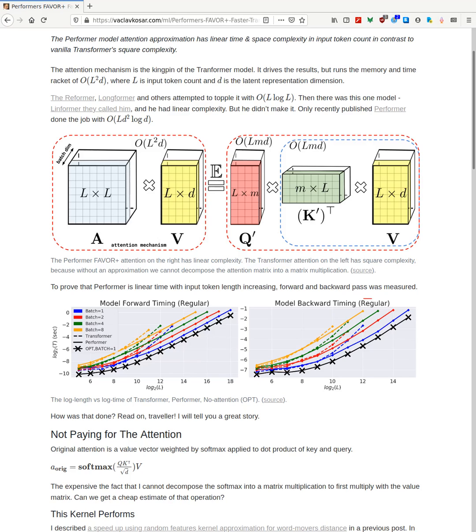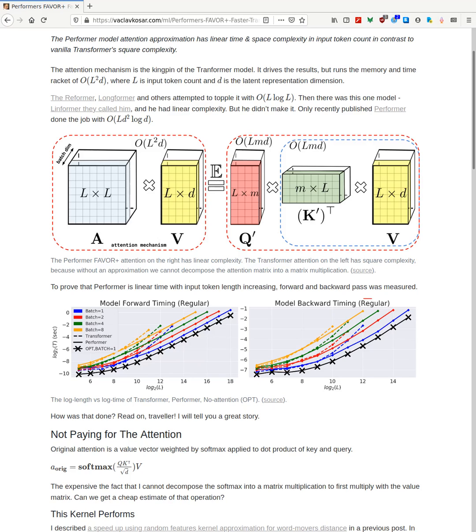The Reformer and Longformer and other models attempted to reduce the complexity to L log L, but there was only one model, called Linformer, that had linear complexity, but it didn't achieve as good results as the Performer that will be discussed here. It was recently published, and it achieves linear complexity, and in terms of the latent dimension, it's d squared log d, but the d is considered to be small. A big problem is actually the L, and that's what's being addressed.